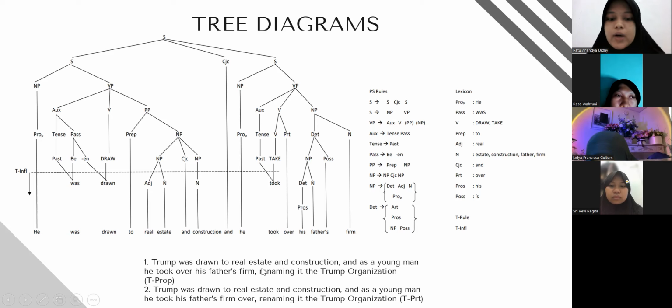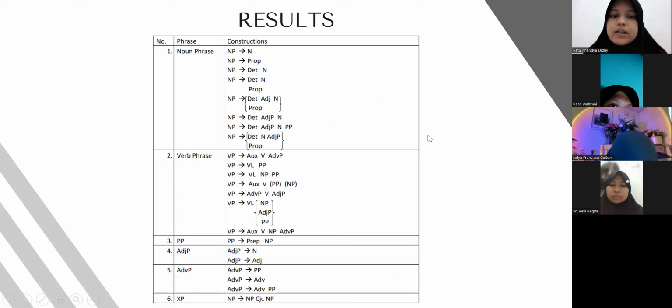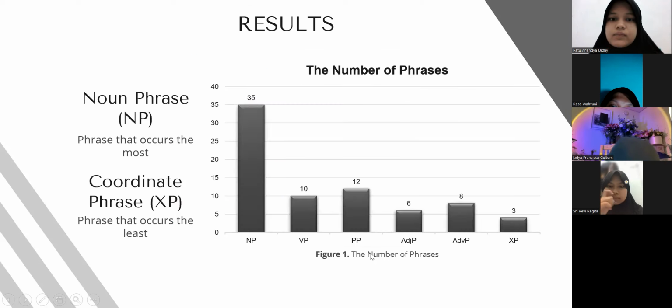I want to explain why we did not put "renaming it the Trump Organization" in the tree diagram, because we couldn't analyze "renaming it the Trump Organization" based on the material that we have learned. So we just analyzed the sentences that we can analyze. Next, the results from the text that we have analyzed. These are the types of phrases that we found in the text: noun phrase, verb phrase, prepositional phrase, adjective phrase, adverb phrase, and coordinate phrase.